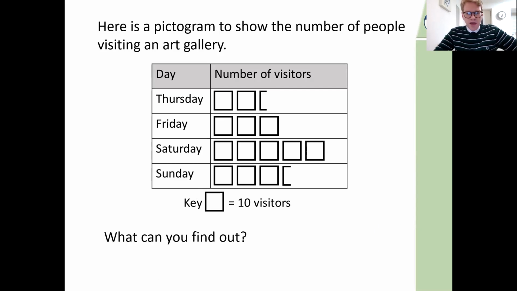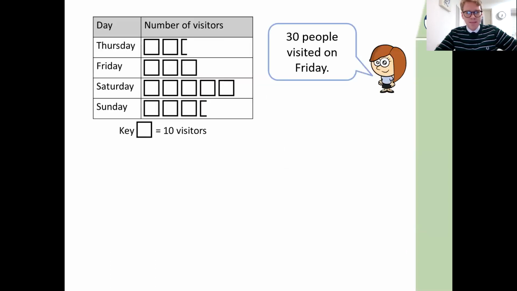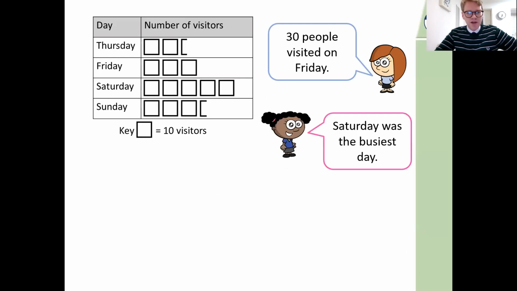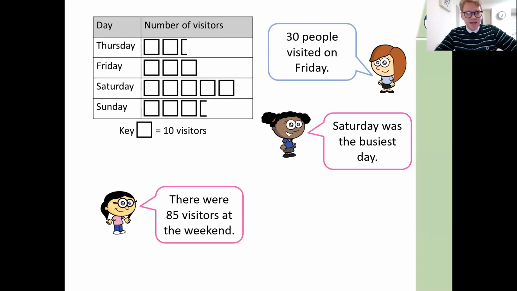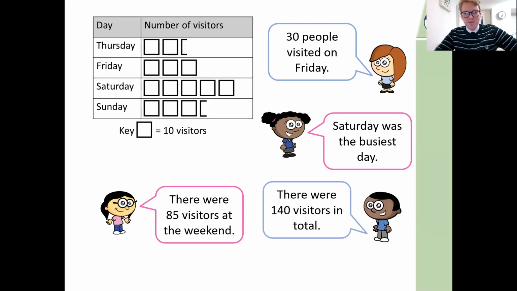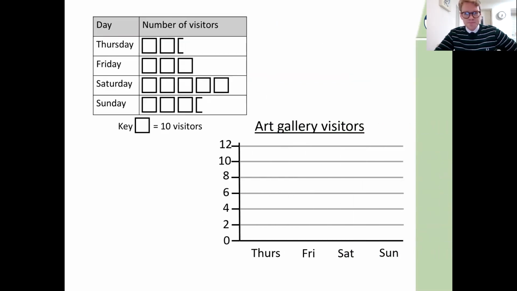So pause the video here, have a good think, and tell me what we can see then. So tell me how many were on Thursday, how many on Friday, how many in total, how many more. See what things you can tell me about this pictogram. So we could say 30 people visited on Friday. We could say that Saturday was the busiest day. We could say there were 85 visitors overall at the weekend. We could have said there was 140 visitors in total. There's lots more we could have said as well. I'm sure you came up with some of your own too.